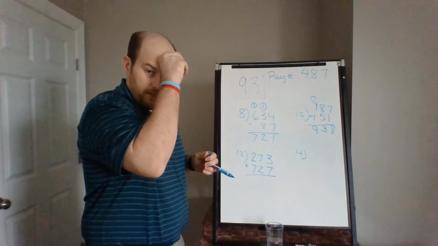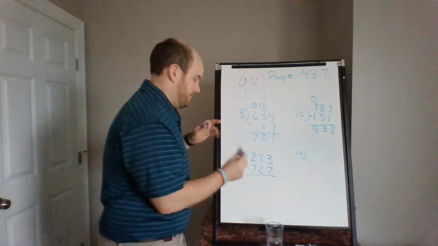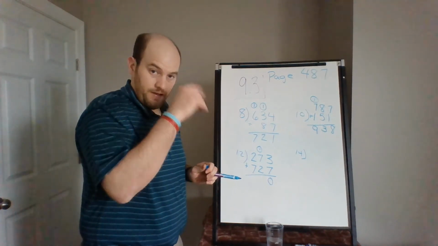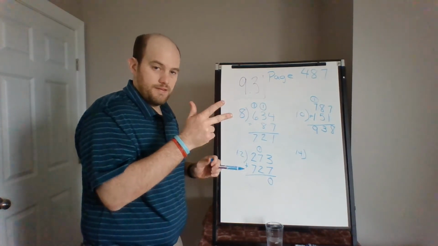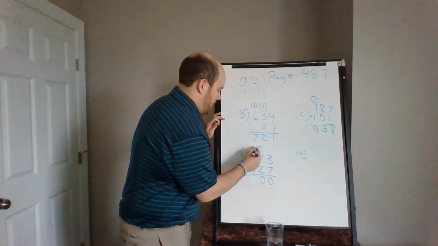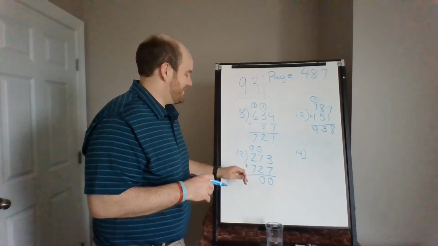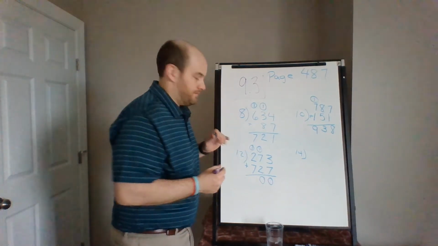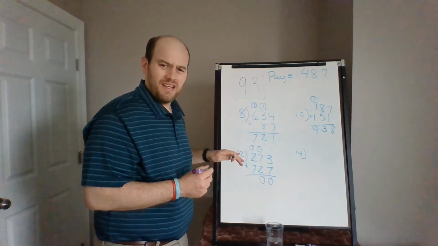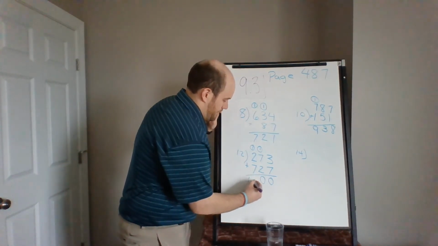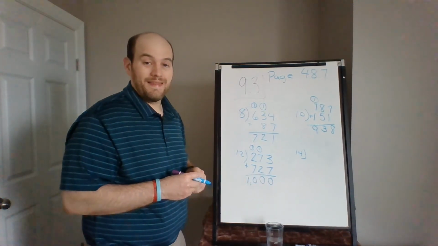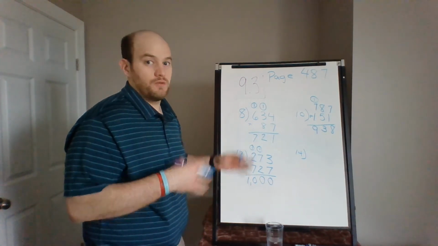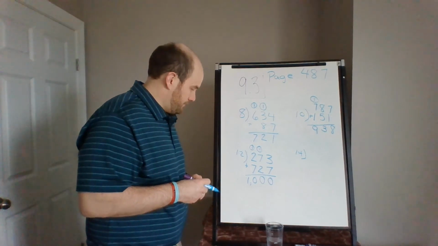7 plus 3, 7, 8, 9, 10. 0, carry my 1. 7 plus 2 plus 1. 7, 8, 9 plus the 1, 10. Carry my 1. Ooh, something special. 7 plus 2, 7, 8, 9 plus 1, 10. But there's no place to carry. So you just write down the 10 at that time. So the answer to number 12 is 1,000. You're just going to write down 10 or 12 or whatever it would be.